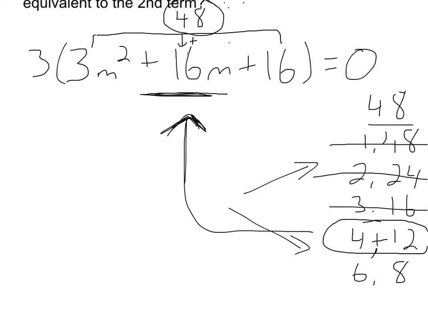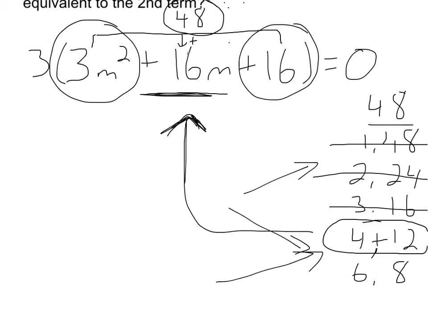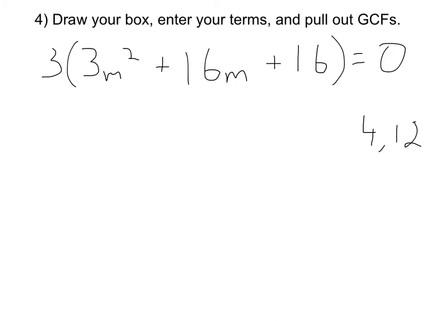Now, one more thing. Now that we've found those two numbers, just a heads up, we're going to use this 3m squared, we're going to use this 16, and we're going to use these two numbers, 4 and 12, in our next step. So we have our numbers 3m squared plus 16, and then 4 and 12.